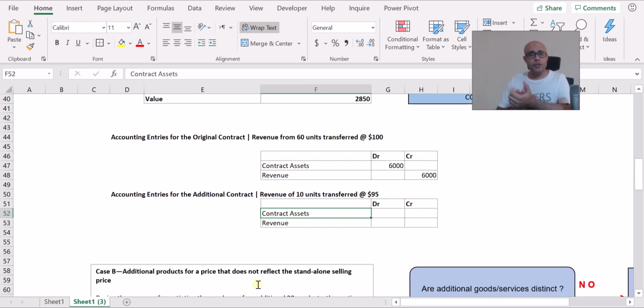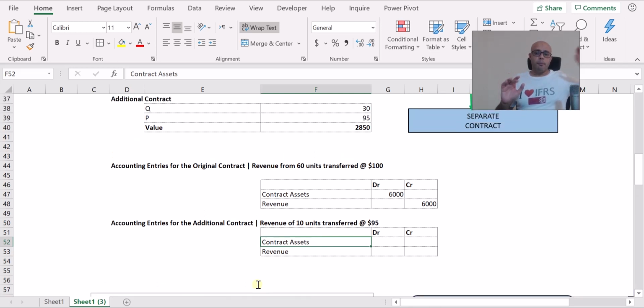How about the additional contract and the additional products and services? We agreed on 30 units, but only 10 units have been delivered to the customer. 10 units out of the 30 have been delivered. So we need to recognize revenue for these 10 units. Based on what price? Based on the $95. Why all of that? Because it is a separate contract. Because the price represents the standalone selling price. Because these additional goods and services are distinct. So this is a separate contract and we don't have any complications in this case.